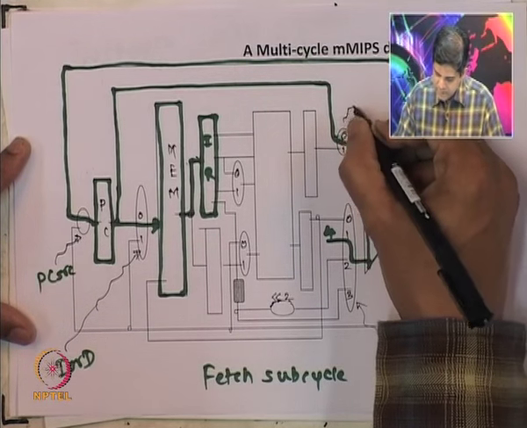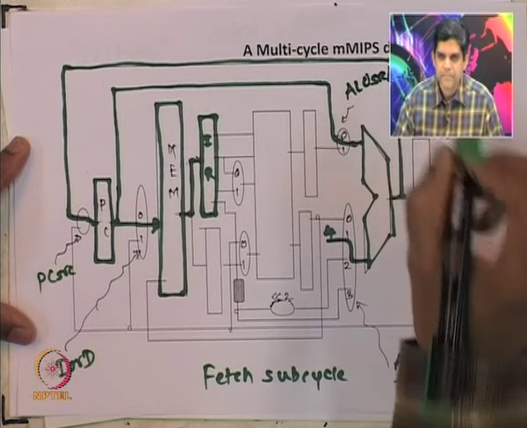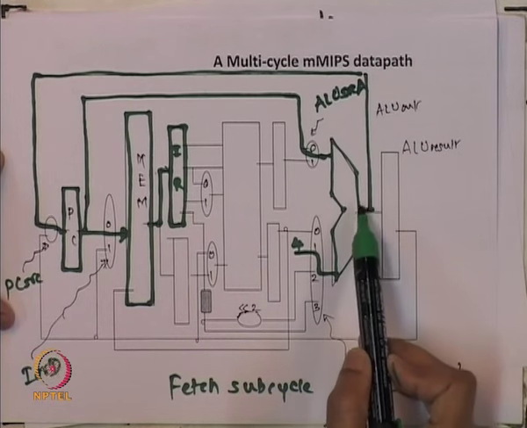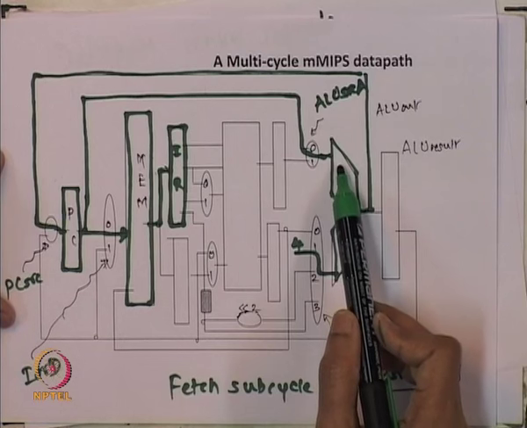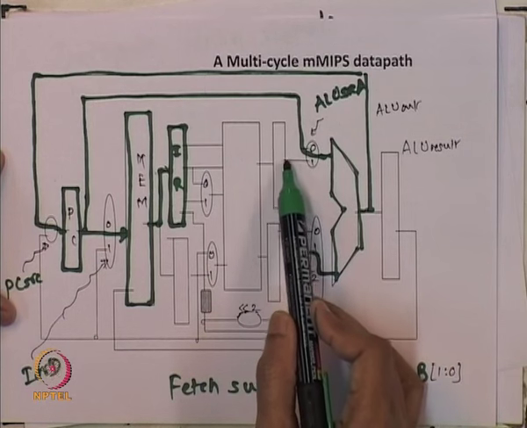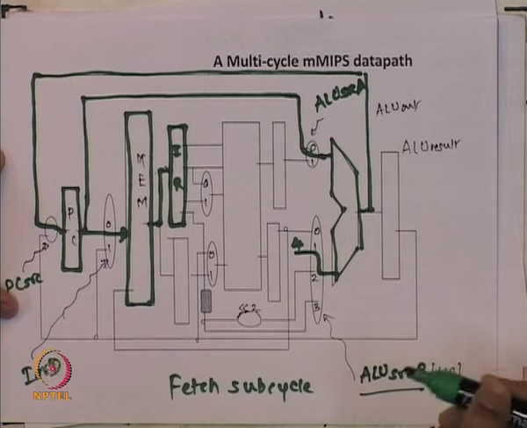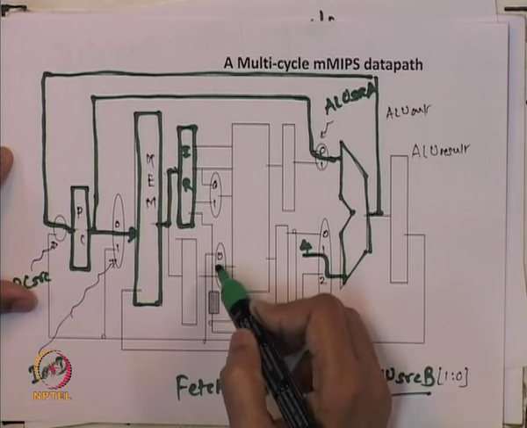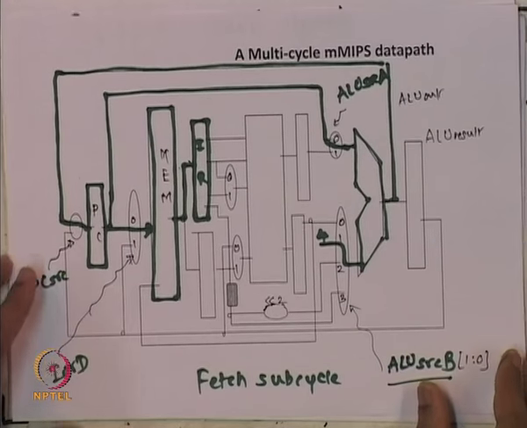Similarly, this I will call ALU SRC A. It is to be read out as the multiplexer select signal which will decide the source to the A port of this ALU, whether it is something coming from PC or something coming from the A register here. Do not confuse this A with that A, but yes, there is a correlation. These two we will come to a bit later, when we talk about them.